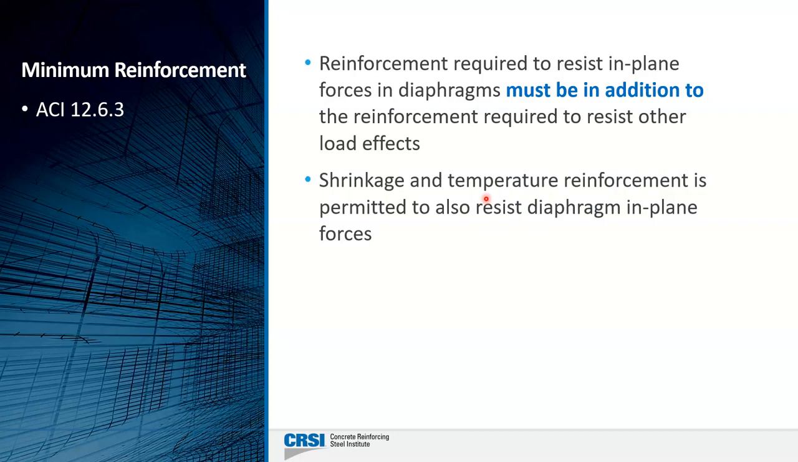The only exception is shrinkage and temperature reinforcement. The code does permit us to use that to resist some diaphragm in-plane forces. So, that could be very useful. Instead of adding additional reinforcement in certain cases, if you have shrinkage and temperature reinforcement, it is permitted to resist some in-plane forces due to wind or seismic.